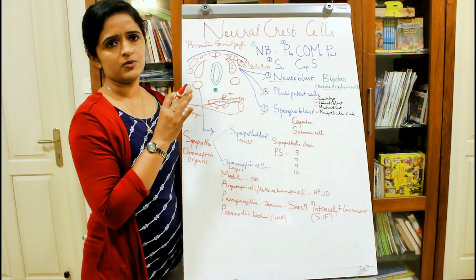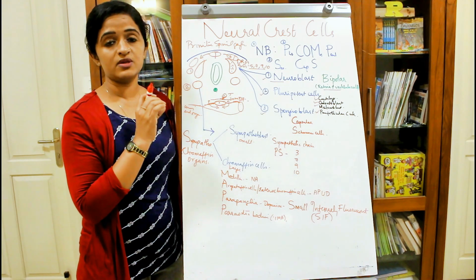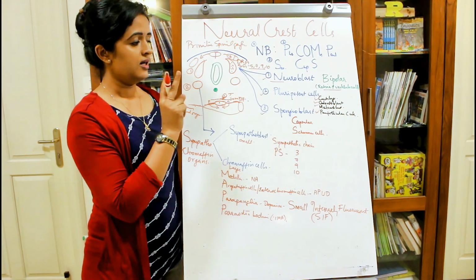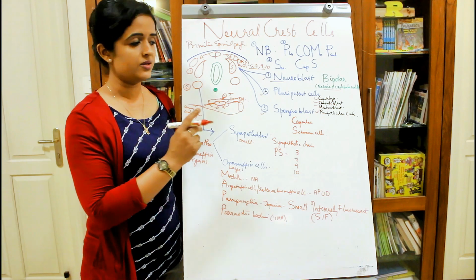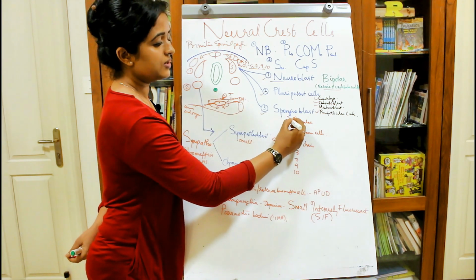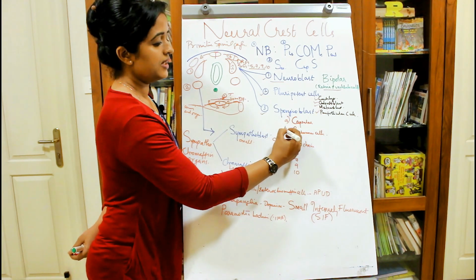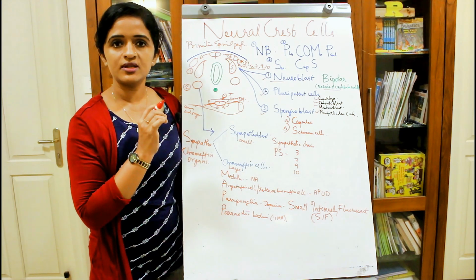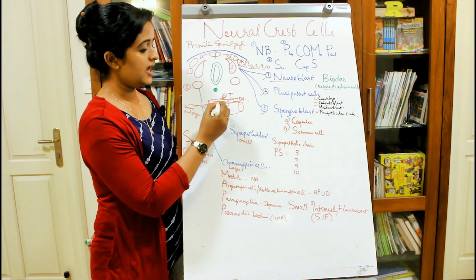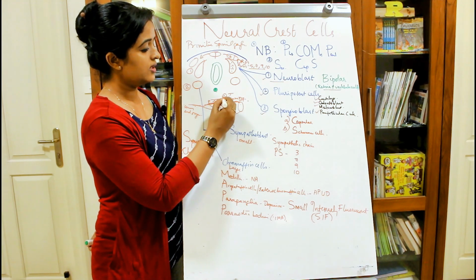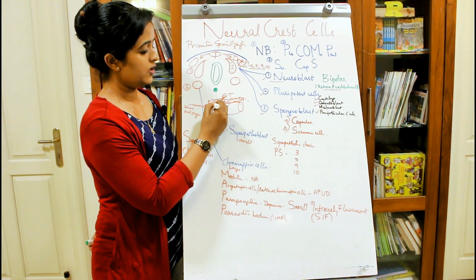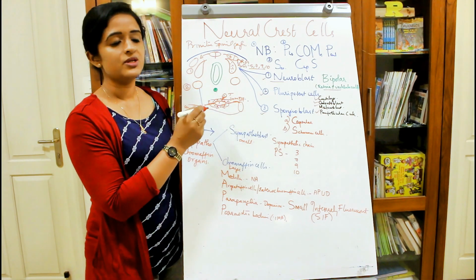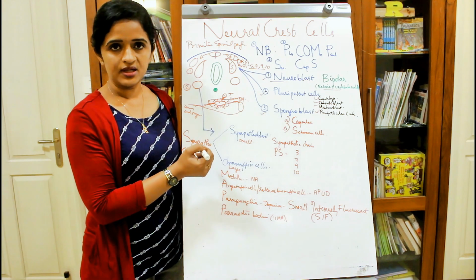Now the third group of cells which you will get in the dorsal mass is spongioblast. So what are they responsible for? What are the cells formed from the spongioblast? We have mainly two types of cells formed from the spongioblast. The first one you call capsular cells, and the second one you call Schwann cells. So where will you get the capsular cells? Capsular cells will be arranged around these pseudo-unipolar neurons. Okay, so the cell body of the neurons will be surrounded by the capsular cells.